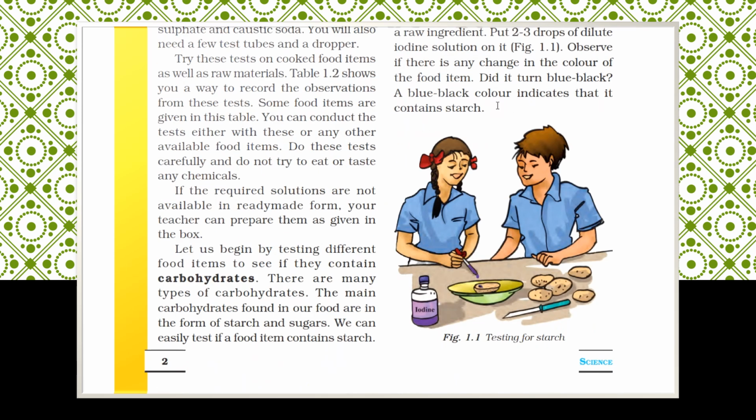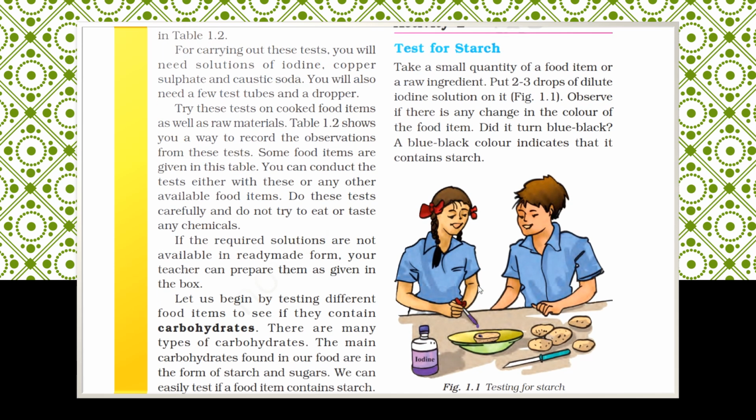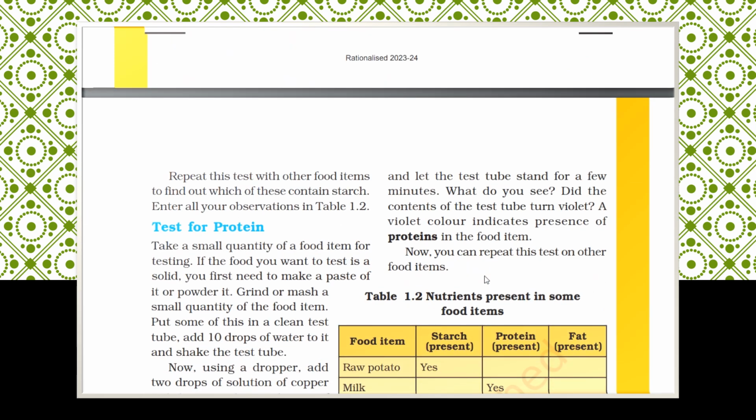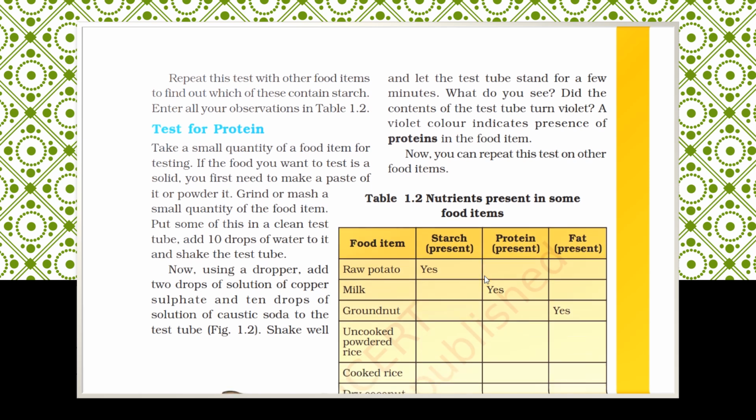Yes, we can see here in the plate. Okay, so the potato where they are putting the iodine solution, that part becomes blue-black. It means it is showing the presence of starch. So repeat this test with the other food items to find out which of these contain starch and enter all observations in table number 1.2.